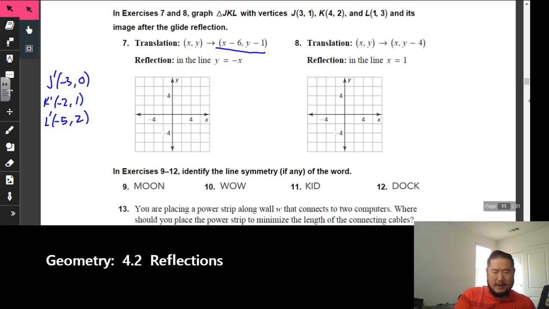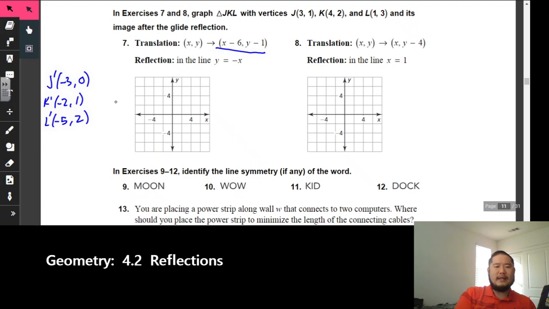Now the next step right here is this. This is where students get things messed up. Remember, what they want right here is 2 things. You translate, and then from the translation, you're going to reflect after that. So what I see when students do this problem is they take the original pre-image points, J, K, L, they plug it into the translation. And then the second step is they take J, K, L again, and plug it in and reflect it. That's not what they wanted.